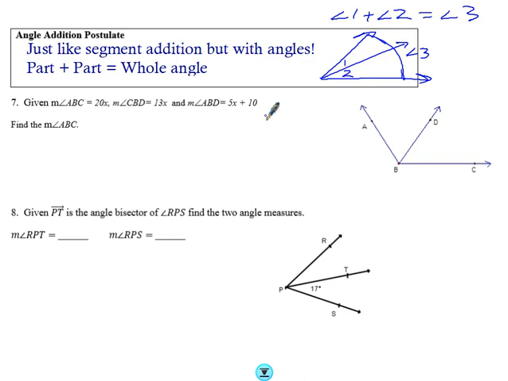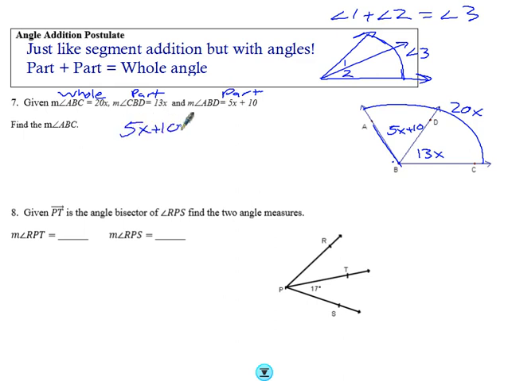So here's where it's really important that you understand how to read angles and identify what they're talking about. So this says given that angle ABC is 20x. So angle ABC is the big angle. It's this whole thing. So that's my whole, 20x. And then CBD is this piece right here. That's equal to 13x. So that's a part. And then this section here, ABD is 5x plus 10. That's the other part. And so all I'm going to do here to solve is part plus part equals whole.